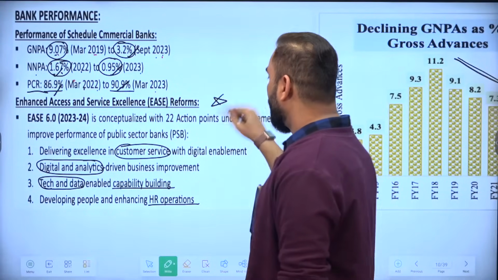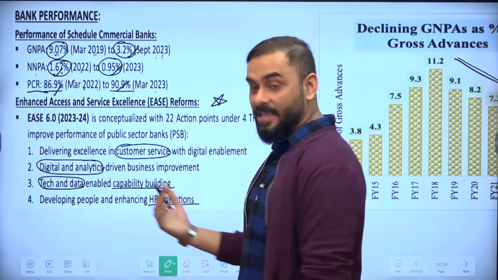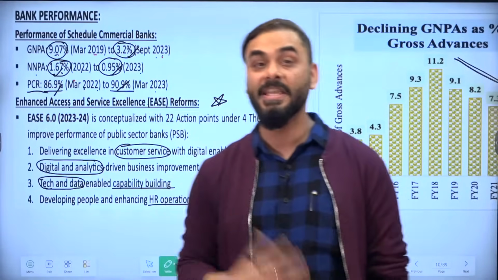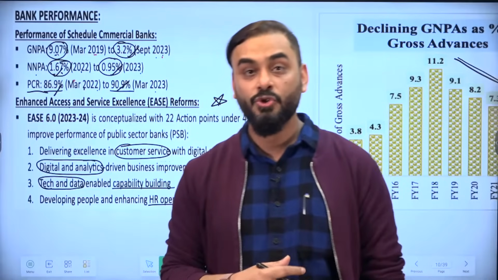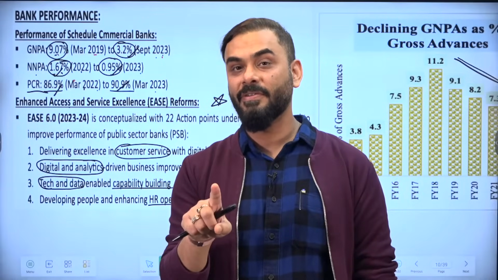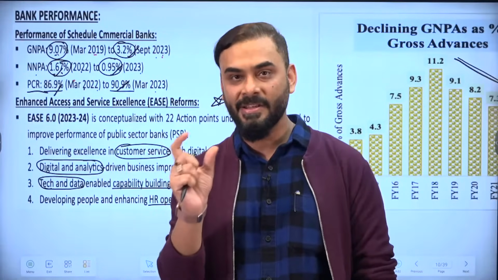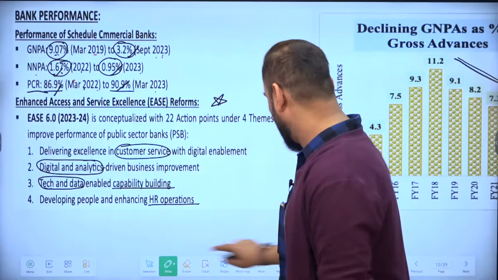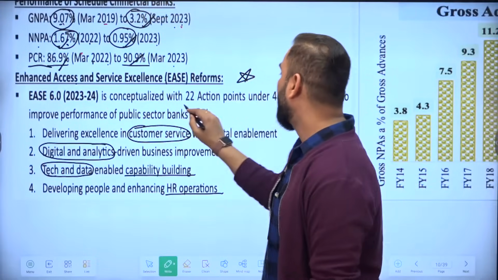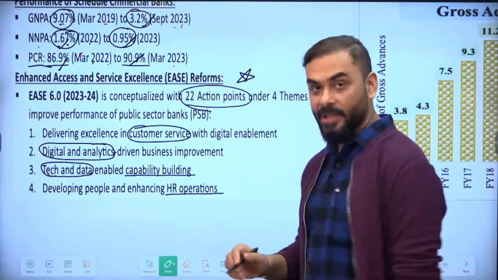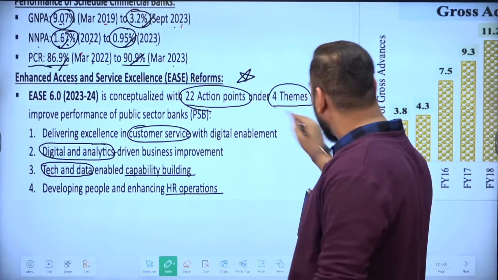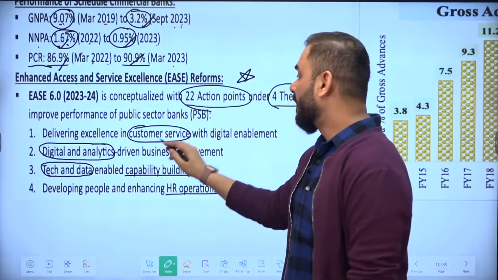And there is something very unique. There is a reform called the EASE reform. So guys, what is EASE reform? Enhanced Access and Service Excellence. What is EASE reform? To improve the performance of the public sector banks, right? What did the Government of India do? Government of India introduced this EASE reform, and the government said that there are 22 action points which the government wants to achieve in the public sector banks, which are divided into 4 themes. So what is the first theme?